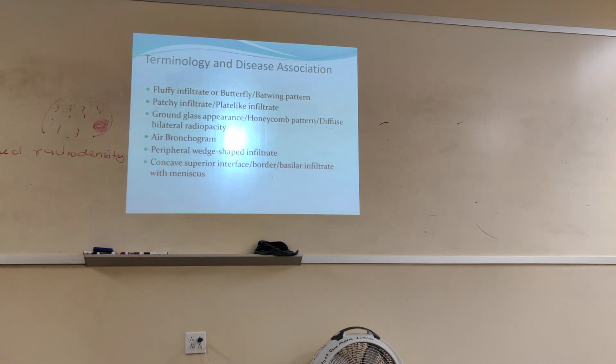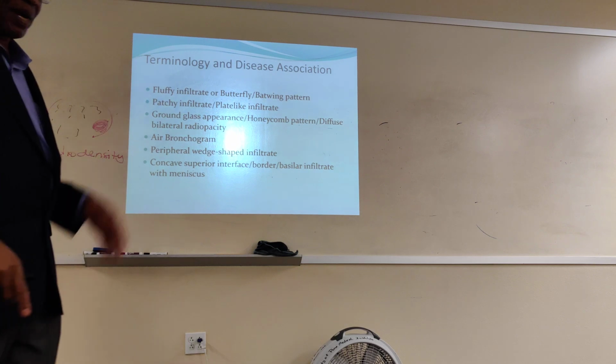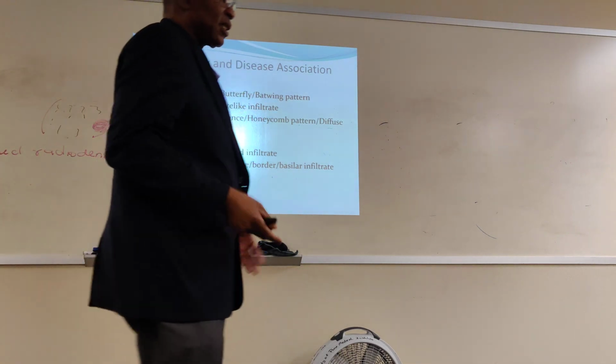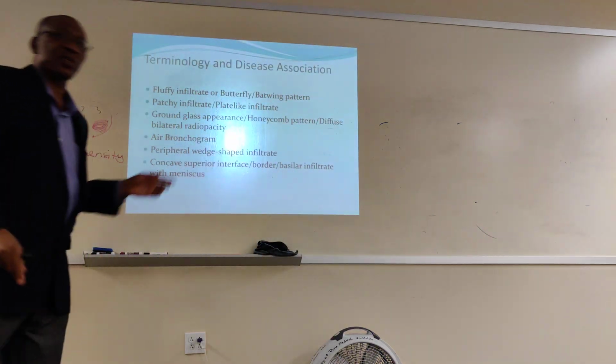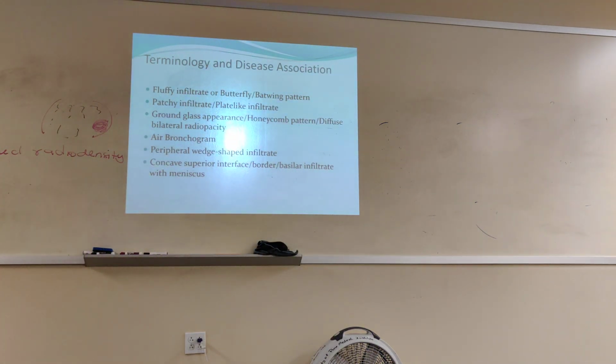Okay? For instance, when I say fluffy infiltrate or butterfly or batwing pattern infiltrate, that would be pulmonary edema, right? Because now on the exam, they're going to give you that question, they're going to write, well, a patient was in the surgery, they came out, their family members came to see them, blah, blah. As soon as they say fluffy, you say pulmonary edema. That's all. Okay?